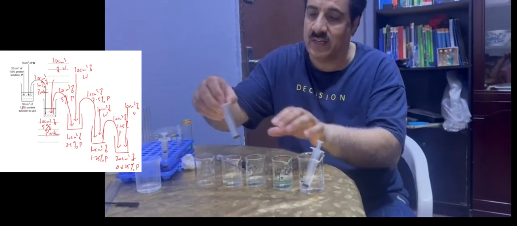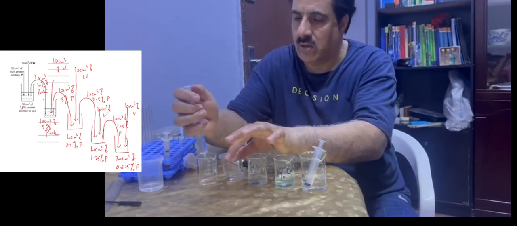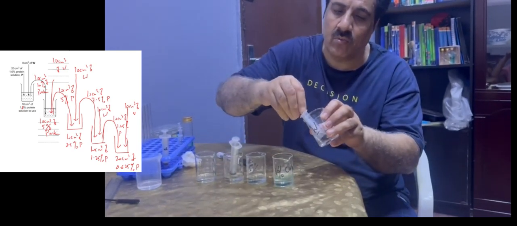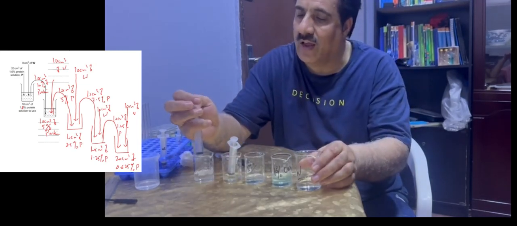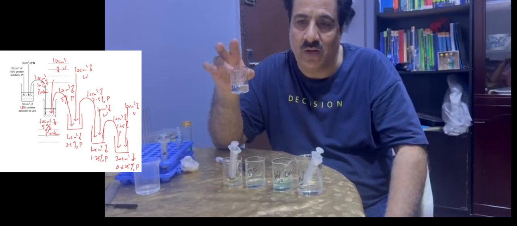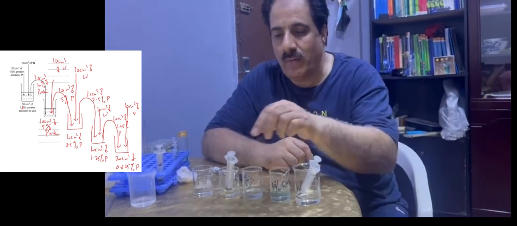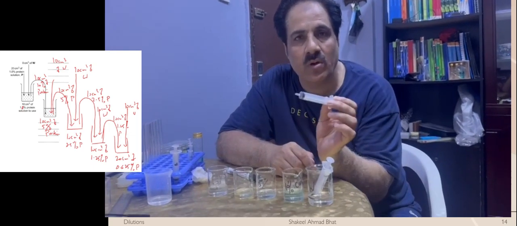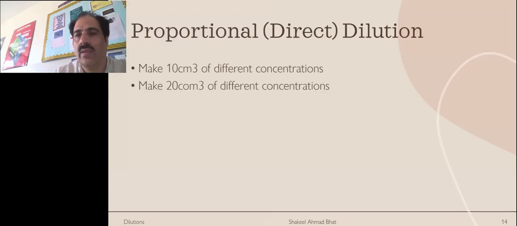So next we'll take the 10 centimeter cube out of this one and add it to this one, and then we will add 10 centimeter cube of water. So we will have 20 centimeter cube of 1.25% solution left for use. So remember one thing, that in each successive dilution we have to wash the syringe that we are using to take the solution with the help of the washing and the waste beakers mentioned.